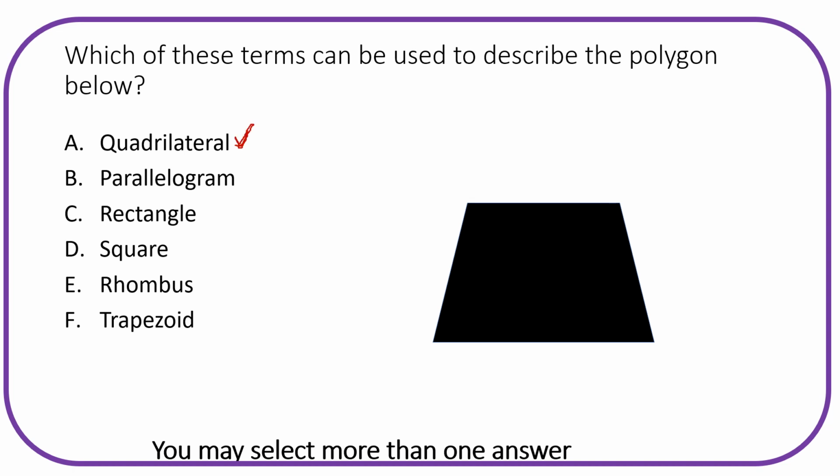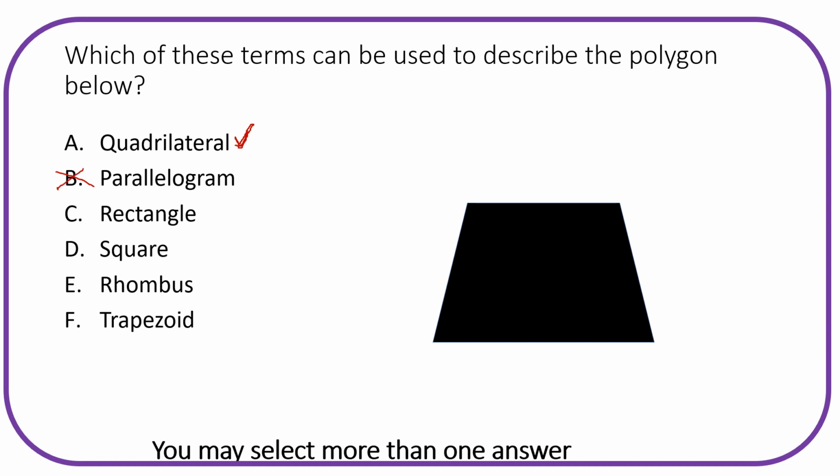B, parallelogram. Parallelogram means that it has two sets of parallel lines. But here, I really only see one set of parallel lines. The top line here, the horizontal one, and the bottom horizontal line. So I cannot use parallelogram to describe it.